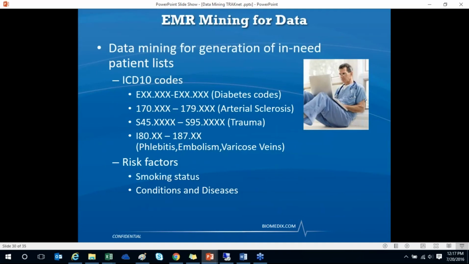Your EMR is a super powerful tool for generating lists of in-need patients that you already see. Reports can be generated based on diagnosis, such as diabetes, arterial sclerosis, trauma, or vein conditions. And you can generate reports, patient lists, or queries based on certain risk factors, such as smoking or high blood pressure. Remember that your patients with a primary indication can immediately be scheduled for a PADnet study, and those patients on your risk factor list all need to get questionnaires.